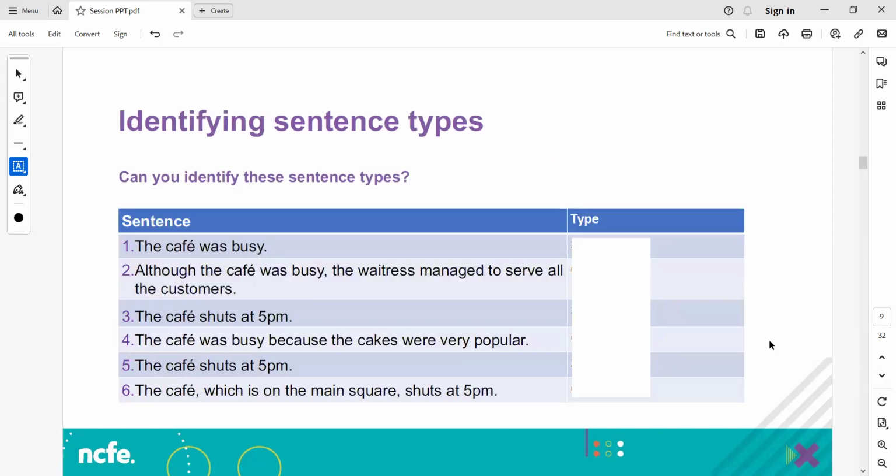So here, is it a complex sentence, a simple sentence, or a compound sentence? So the cafe was busy. Is that simple, compound, or is it complex? Simple. Good. So, simple. Yeah.